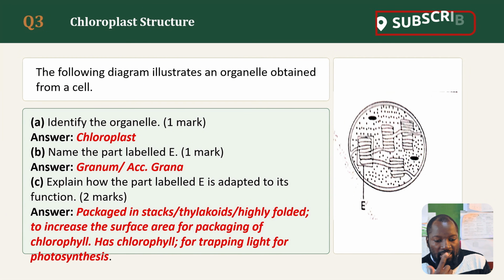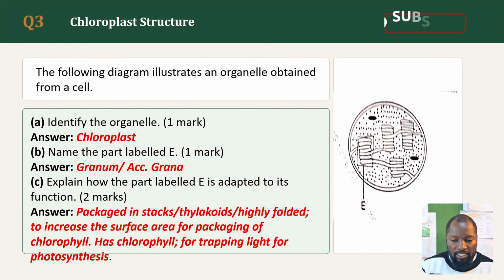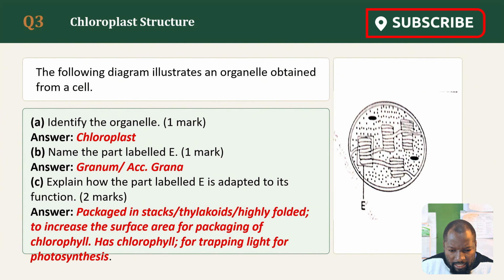The first question: identify the organelle. For this case, this one is a chloroplast. It is not chloroplasts, but a chloroplast. It's just one, so it's a chloroplast. We are being asked to name the part labeled E, and you can see the part labeled E has been highlighted. Therefore the part labeled E is a granum, but we can also accept grana.